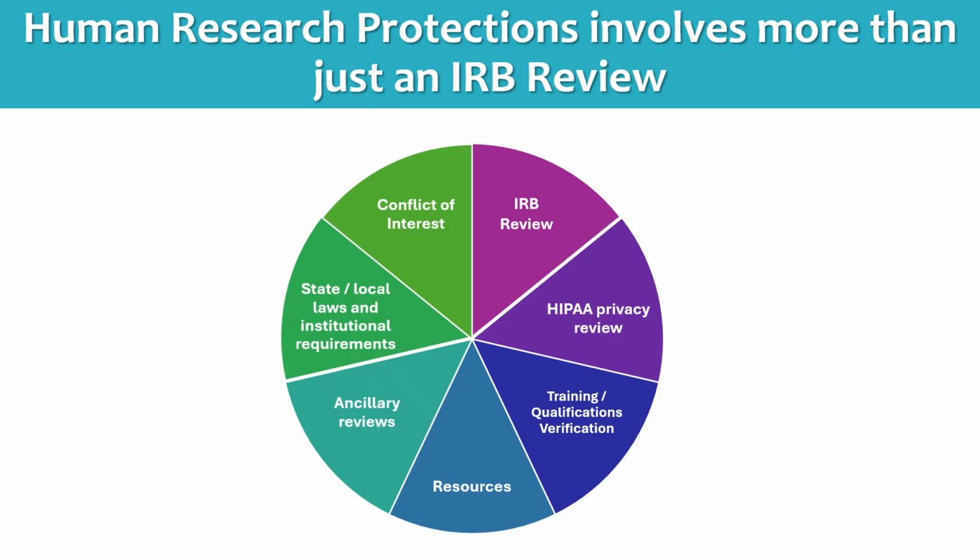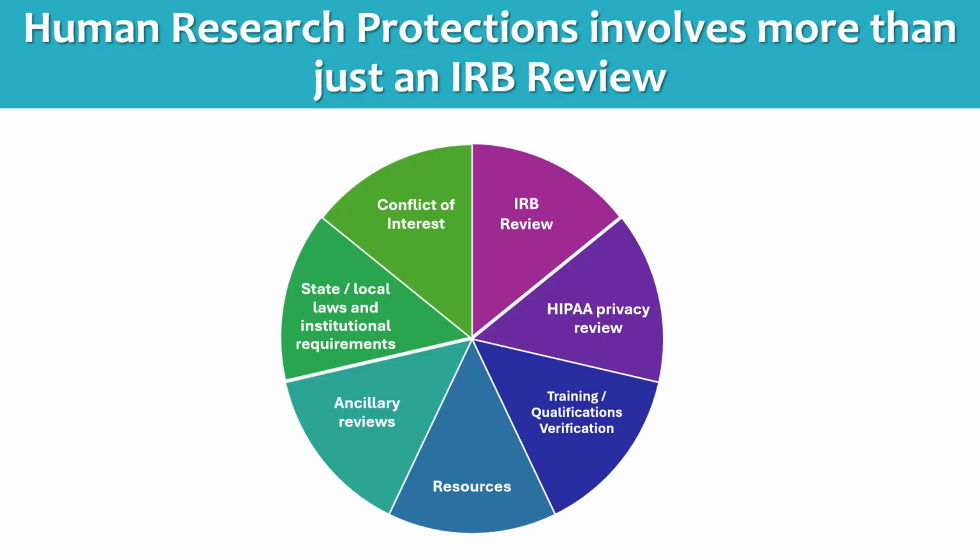To begin, it's important to understand that human research protections involves more than just the IRB review of the 46.111 criteria for approval of research. For each study, an institution must also conduct a HIPAA privacy review, verify the local study team has the necessary training and qualifications, confirm the institution has the resources to complete the study, conduct ancillary reviews like radiation safety if needed, verify the study is conducted in compliance with local and state laws and institutional policies, and identify and manage any conflicts of interest.